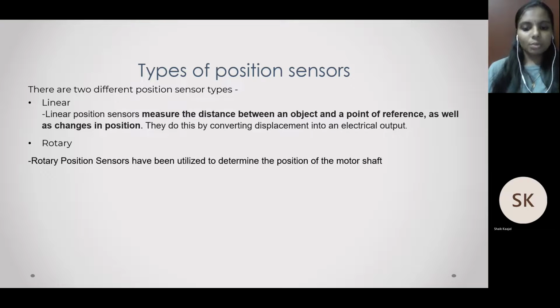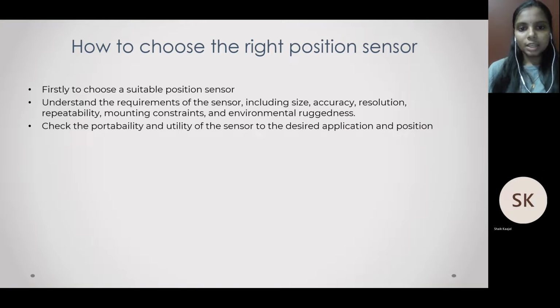Now, how to choose a position sensor? Firstly, choose a suitable position sensor for the required application. The requirements of the sensor include size, accuracy, resolution, repeatability, mounting constraints, and environmental readiness. Check the portability and utility of the sensor for the desired application and position. The rotary position transducer features a shaftless sliding element inside. As the object moves, it measures the displacement resulting from the movement.